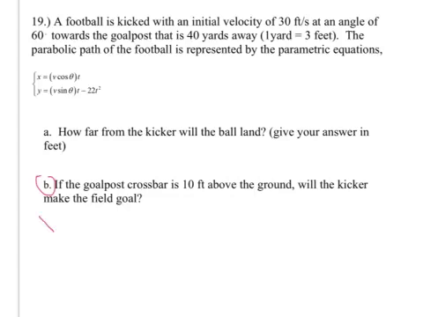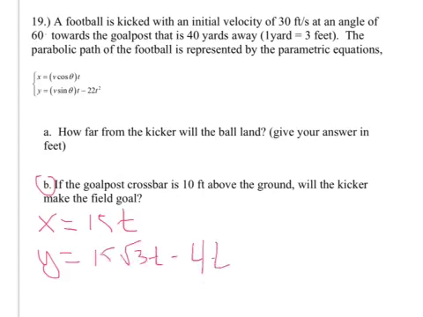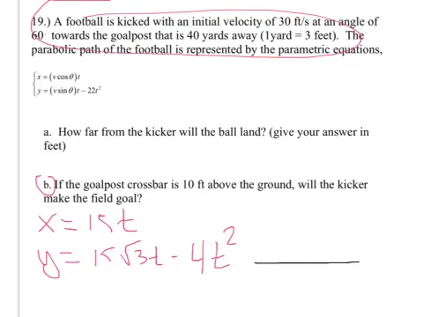So we have two equations that we've worked with. We have our x equation, which we know is 15t, and we have our y equation. From the previous video, we know that our y equation is 15 root 3 t minus 4t squared. That's from plugging in the givens from the original description. We plug in v for velocity and theta, and we're able to simplify them to these two equations that I've just written. Now we want to know if the ball goes over the goalpost.